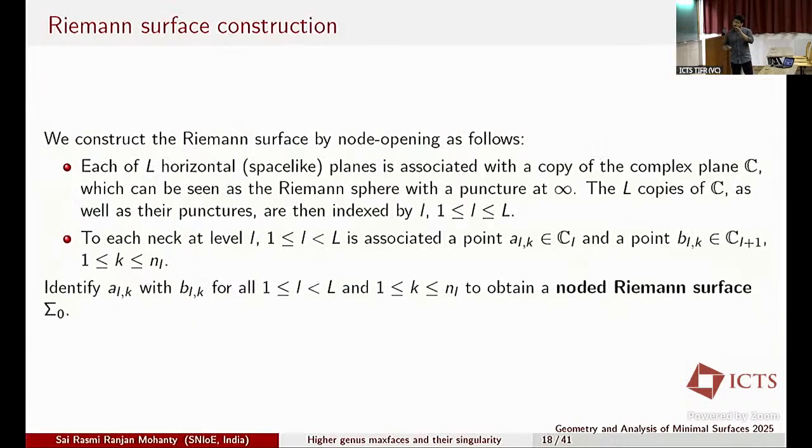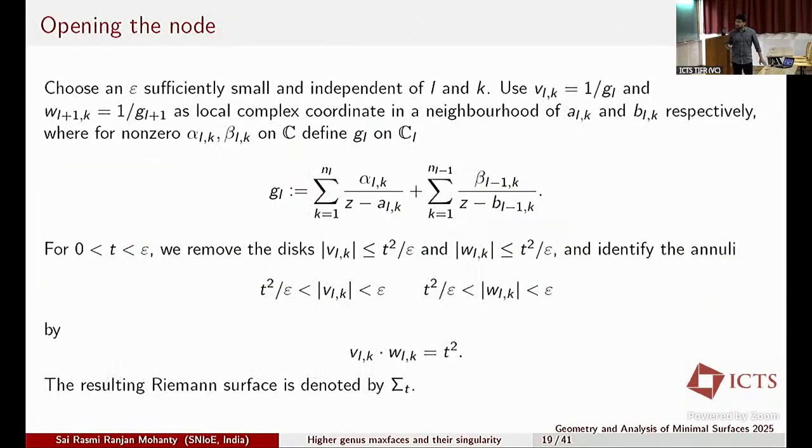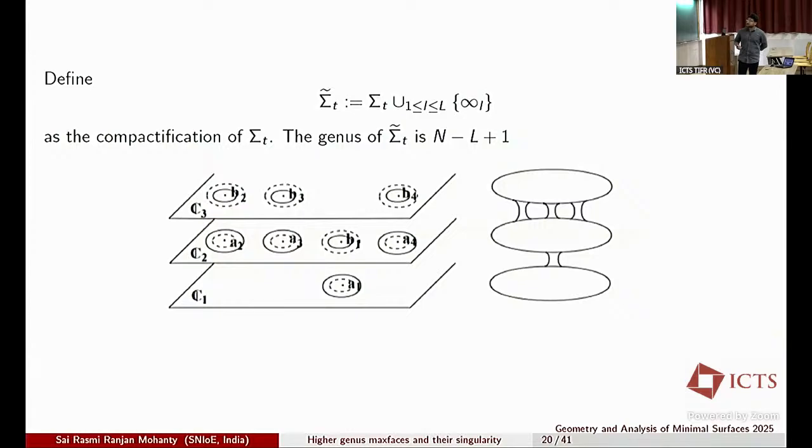So how to construct the Riemann surface? One can understand pictorially that suppose we take 3 complex planes, and here take some complex numbers also. Suppose we attach A1 with B1, and A2 with B2, and A3 with B3, and A4 with B4. Then we have a nodal Riemann surface. Then how to open this node? Just remove this inner circle around A1, and remove the inner circle around B1. This is the dotted circle, and this is the solid circle, and there are two annuli around A1 and B1, and we attach both annuli using this relation.